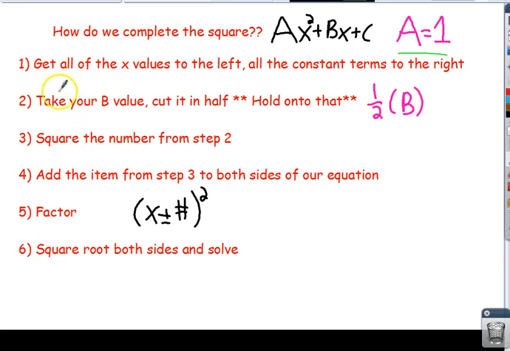So, step 1. Get all the x values to the left and all the constant terms to the right. That means you need to move this c value over to the other side of the problem, or the fancy way of saying you're not actually setting it equal to 0.